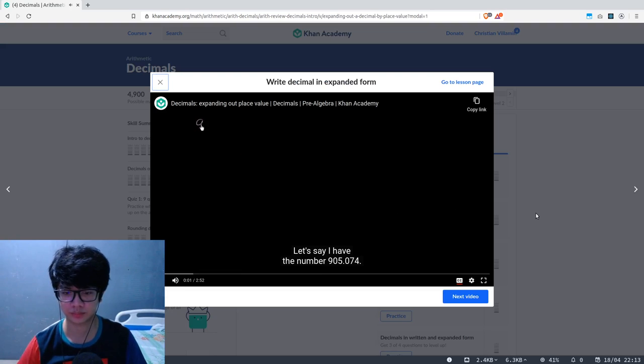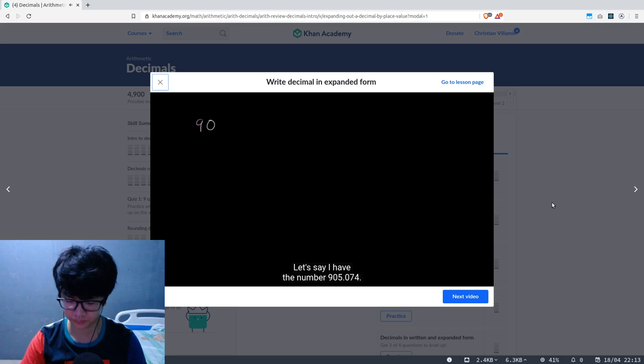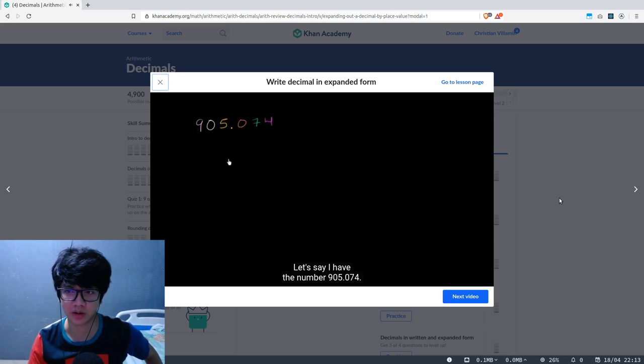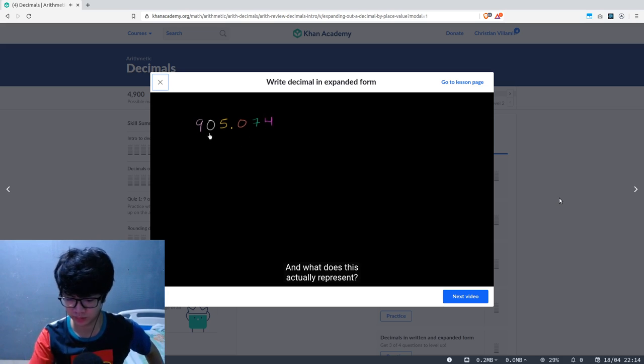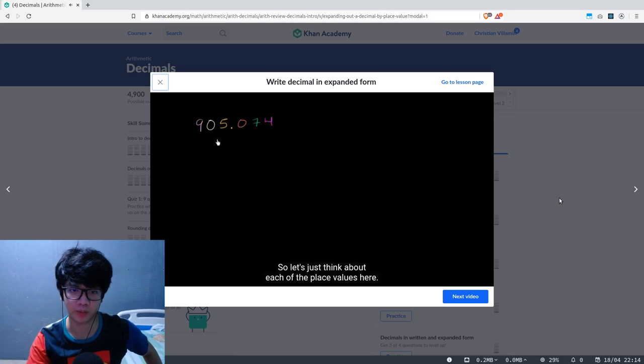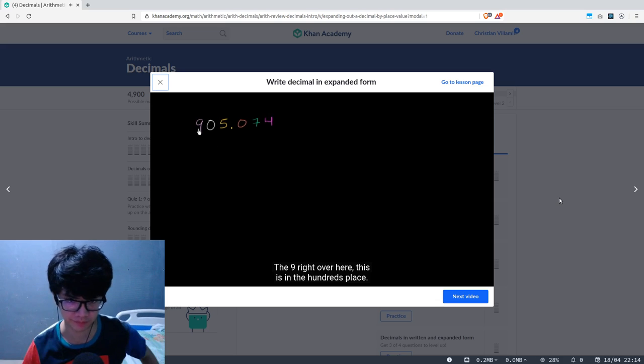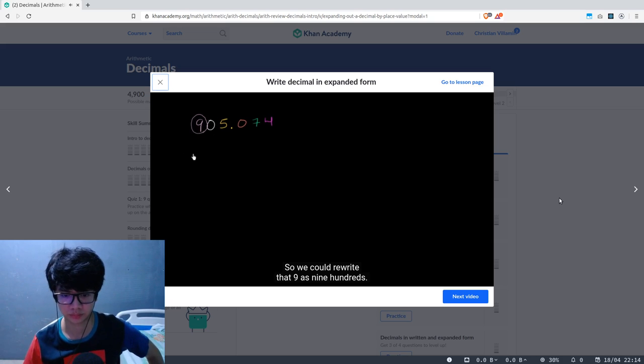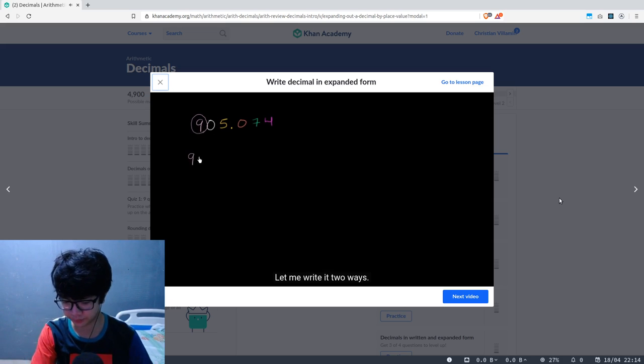Let's say I have the number 905 point... How could I expand this out? What does this actually represent? So let's just think about each of the place values here. The 9 right over here, this is in the hundreds place. This literally represents 9 hundreds. So we could rewrite that 9 as 9 hundreds, or we could write it as 900, which is the same thing as 9 times 100.